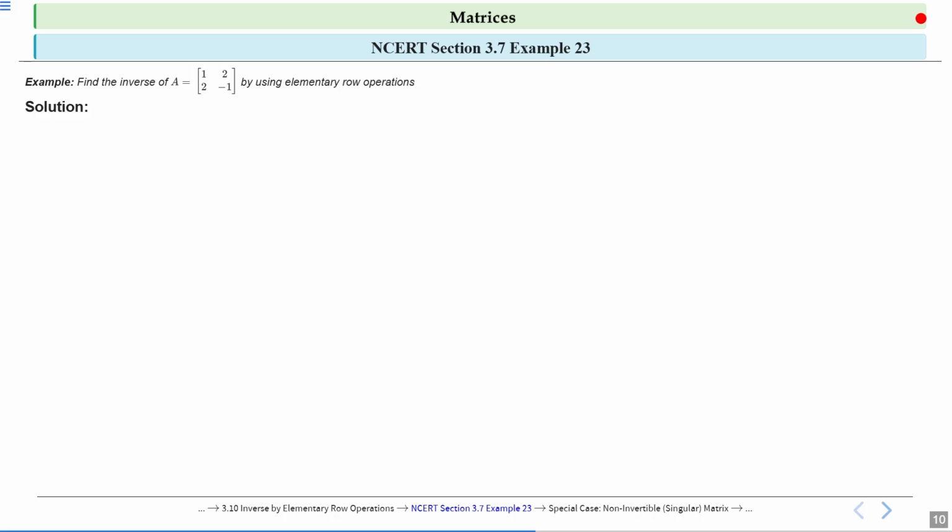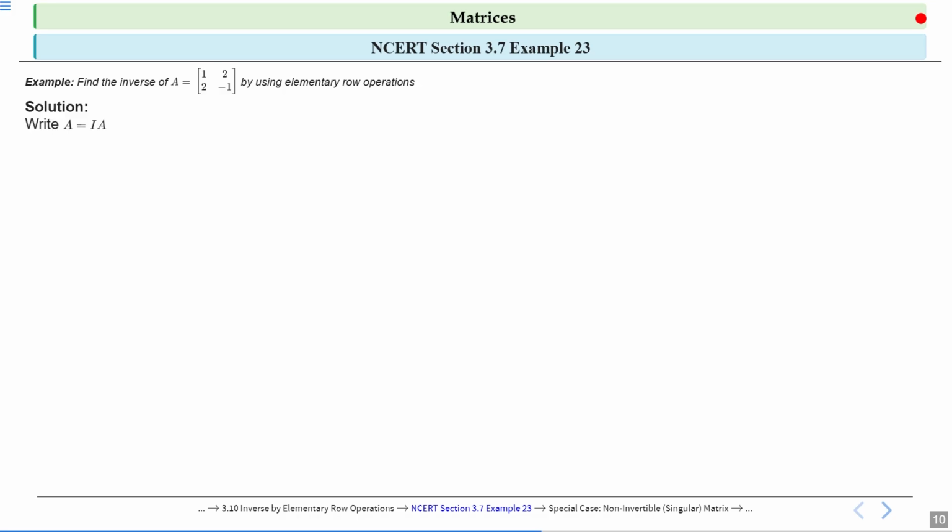So you all are requested to please try to attempt the given question. After that, we will discuss the solution part. Let's see how we can solve this. Okay, so hope you all have tried to attempt the given question.